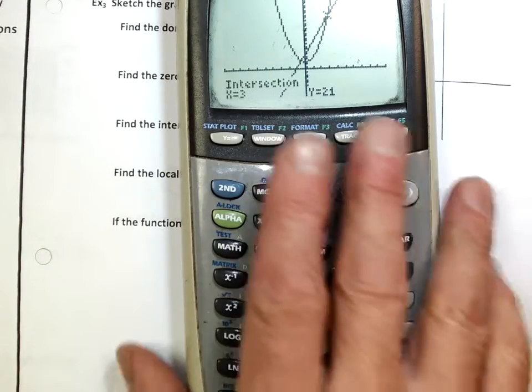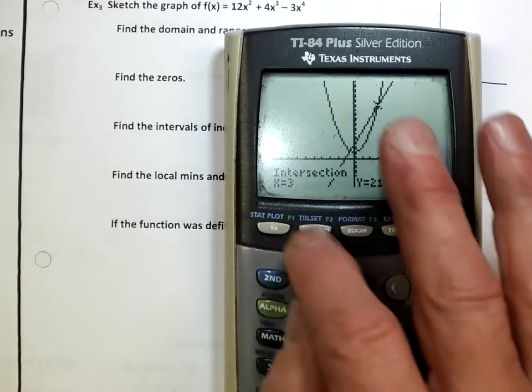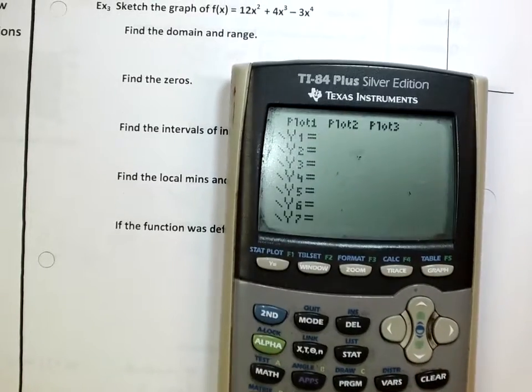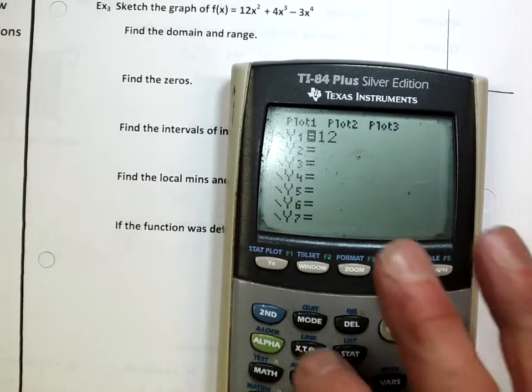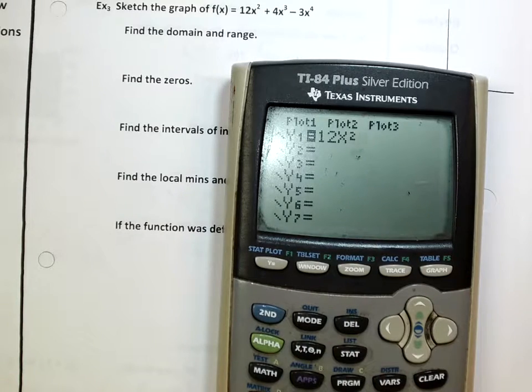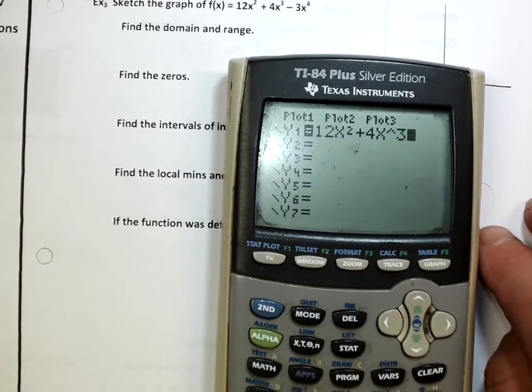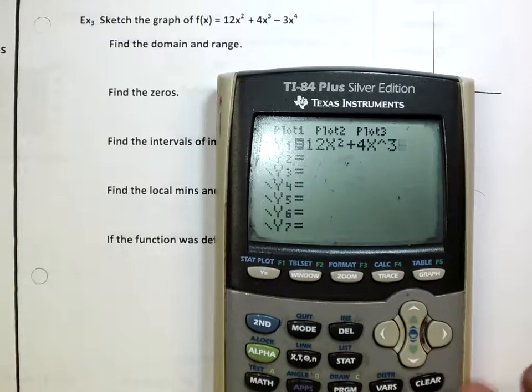Let's make it easy. So go to y equals, right? Clear, clear. Okay. 12x squared plus 4x cubed. Now do the cubed and go to the power of 3. That's my little caret thing. To the power of 3. Okay, little caret thing. Minus 3x to the power of 4. Okay, got that? I'll wait for you, okay?